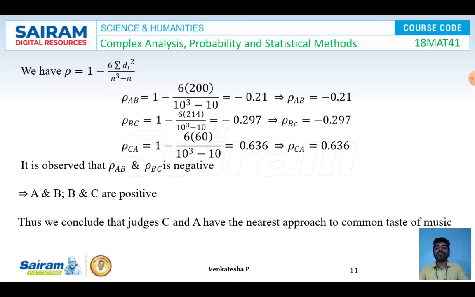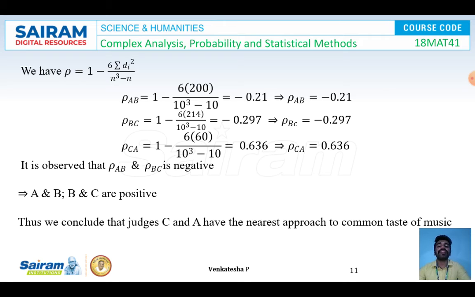So first I am going to find rank of the pair AB. It is given by 1 minus 6 into 200 by 10 cube minus 10. I got minus 0.21. So I got rank of AB is minus 0.21. Similarly, rank of BC is given by 1 minus 6 into 214 by 10 cube minus 10. So on simplifying this, we got minus 0.297.